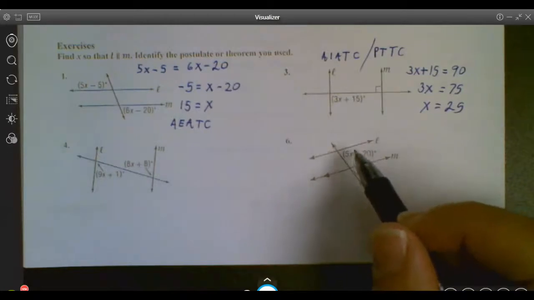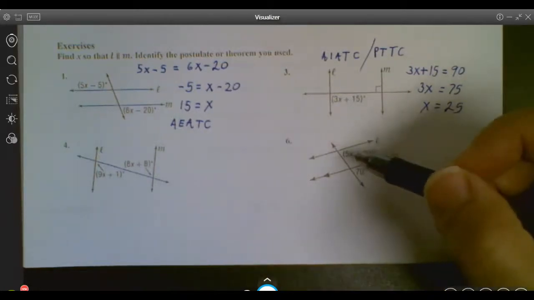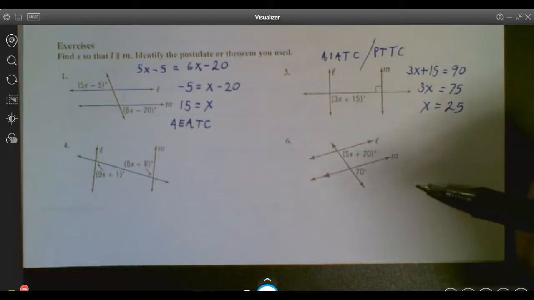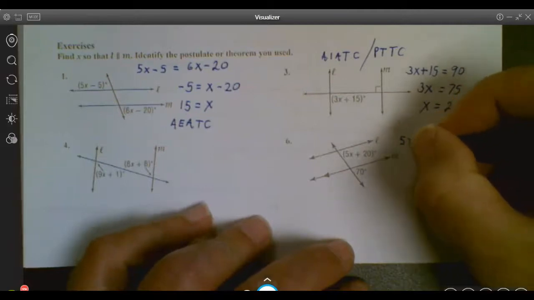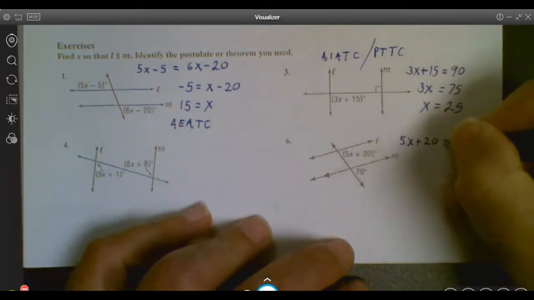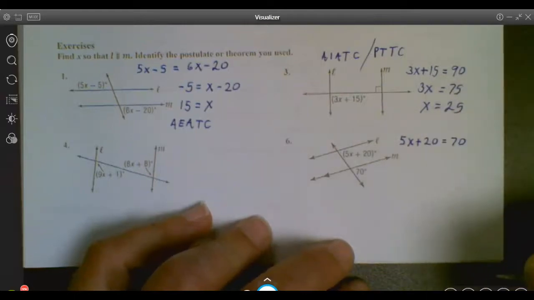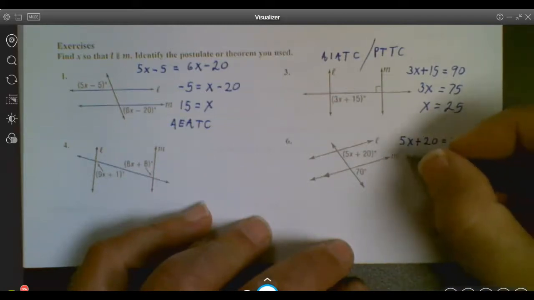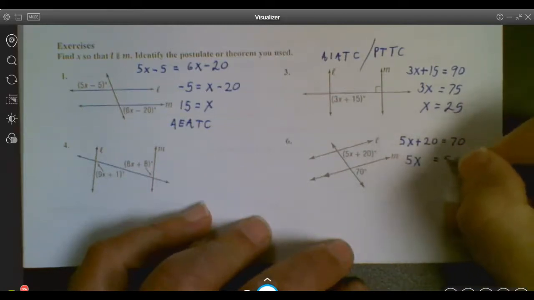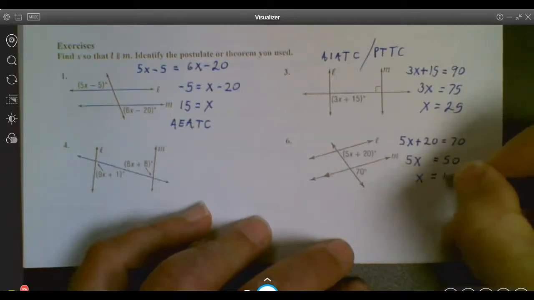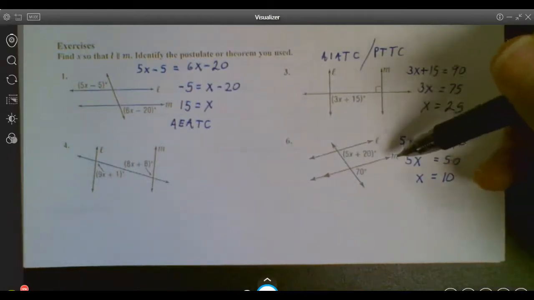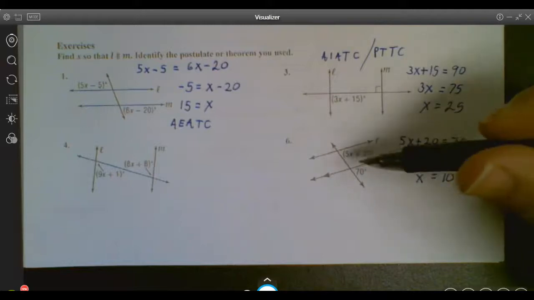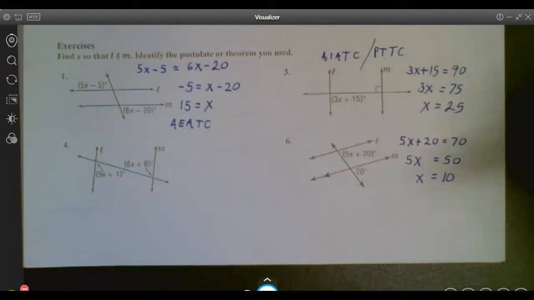So as I look at number 6, we want to recognize these are corresponding angles. And so if corresponding angles are congruent, so if 5x plus 20 is equal to 70, then line L is parallel to line M. Right? And so if I solve this, we're coming away with x is 10. So we're going to say basically if x is 10, then line L is parallel to line M. And so really we would call this the corresponding angles postulate converse.